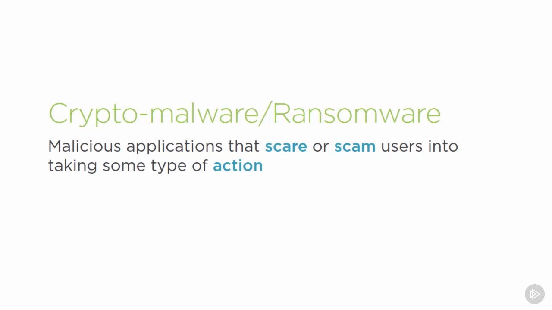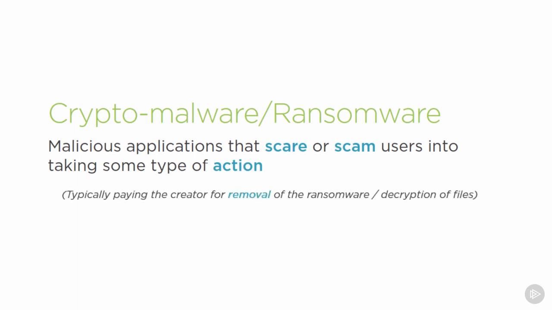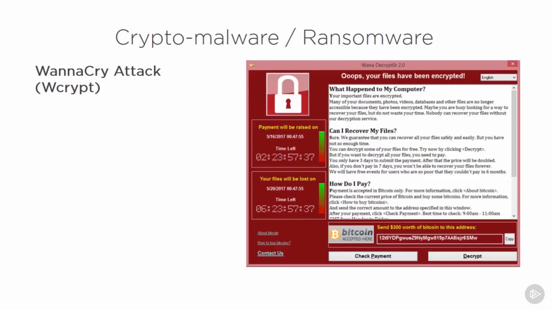Next, we have crypto malware or ransomware. The terms are sometimes used interchangeably. These are malicious applications that scare or scam users into taking some type of action. That action is typically paying the creator for the removal of that ransomware, or for decrypting the files. So as an example, there is crypto malware or ransomware known as WannaCry or wcrypt.